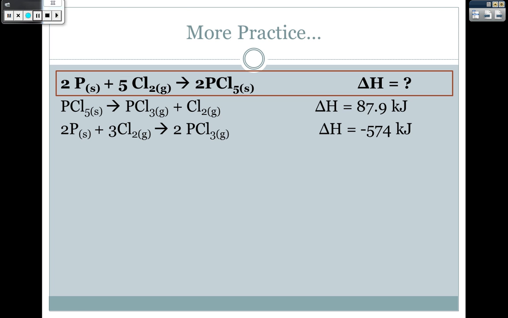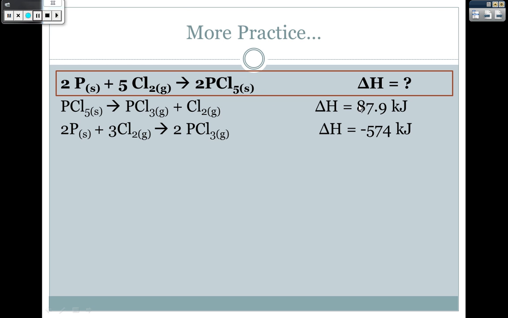Now, if you look at this equation, you've got 2P plus 3Cl2 making 2PCl3. Now, we want to make 2PCl5, which I have up here as a reactant. So I'm going to need to flip that reaction to get PCl5 as a product. But I also only have 1 mole of PCl5 up here. I need to make 2 moles. So we're also going to have to multiply it by 2.